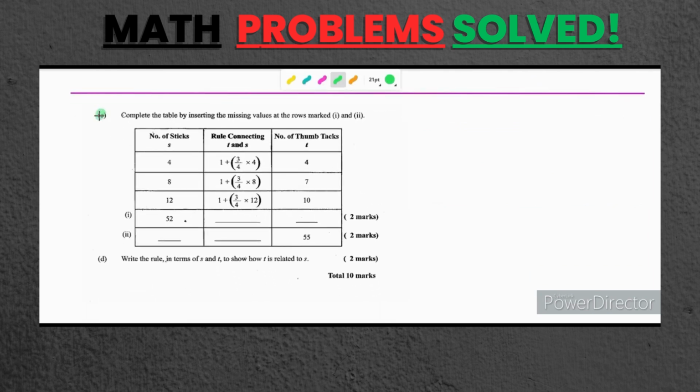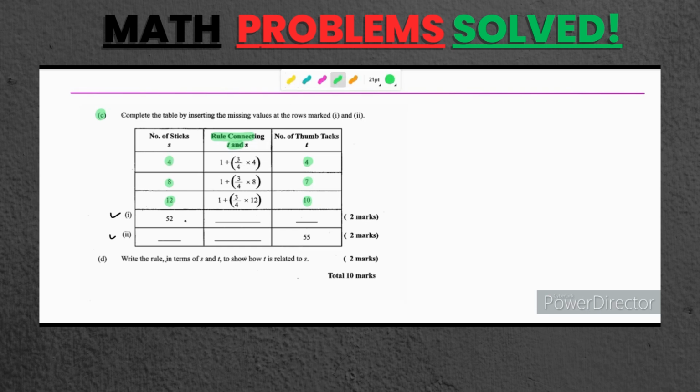Then there is the next part, part C. Complete the table by inserting the missing values at the rows marked 1 and 2. So we have to find the missing values in these two rows. First of all, what will we see? We know this one, 4, 8 and 12. These are the values of S, and these are the values of T. So what's the rule connecting T and S that is given to us here? That is 1 plus 3 over 4 times S.